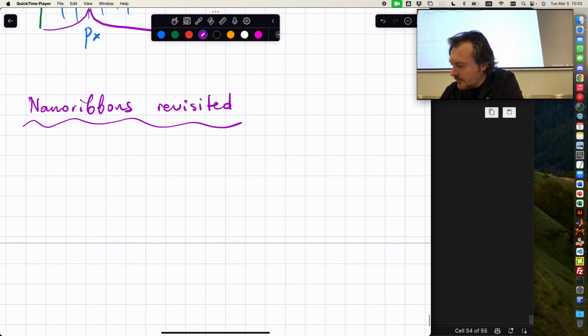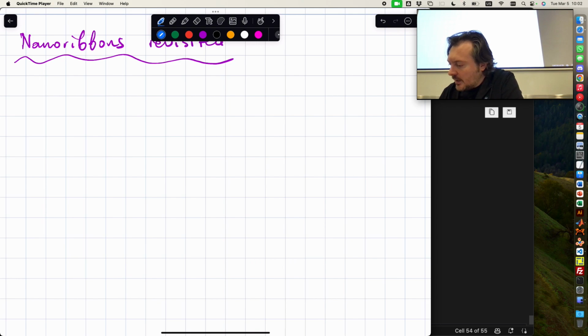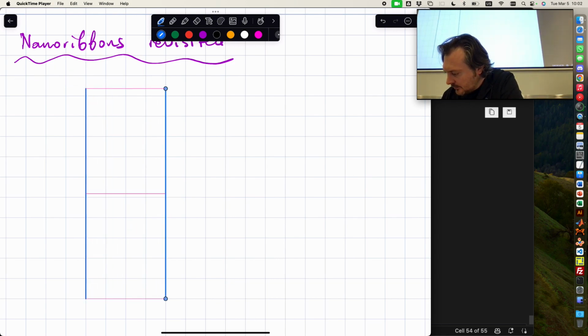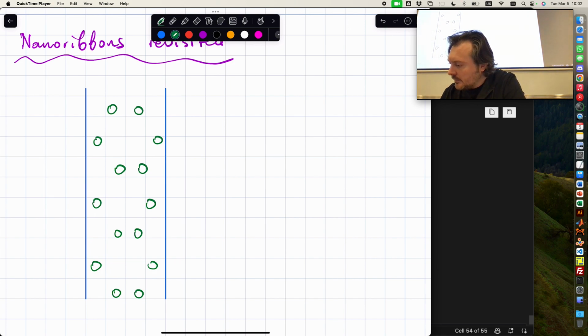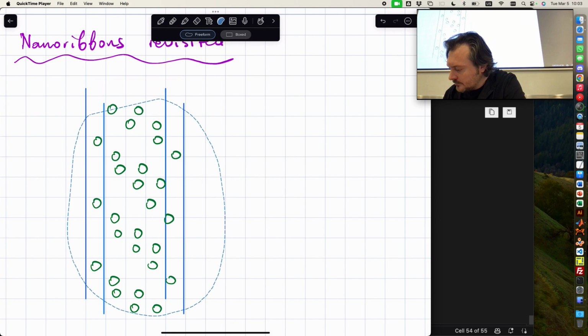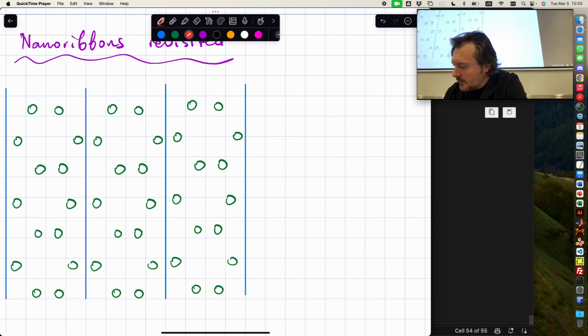Okay, let me take this. Put it here so that we have enough space for everything. So the way that I would do it looks like this. This is the boundary of the unit cell. And let me put some atoms here. I'm very bad at drawing. And then we repeat this. Do you see the system now? This is the system. Do you have any questions at this point?